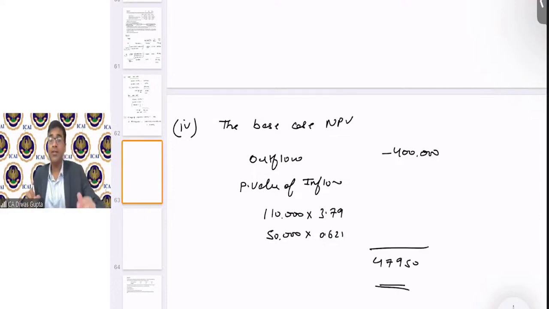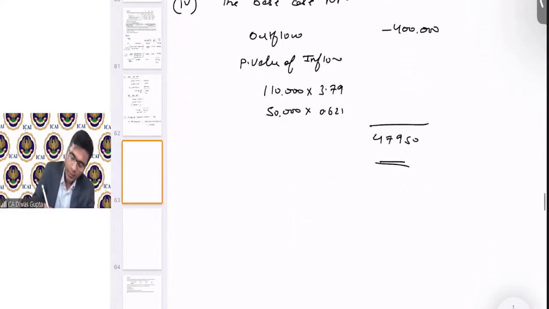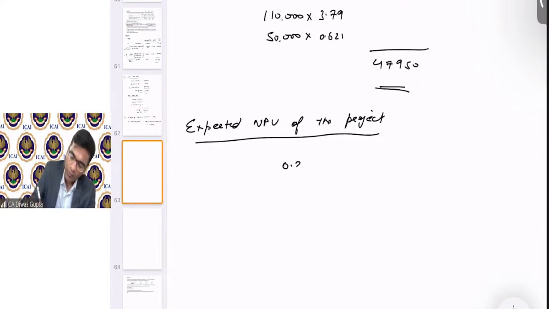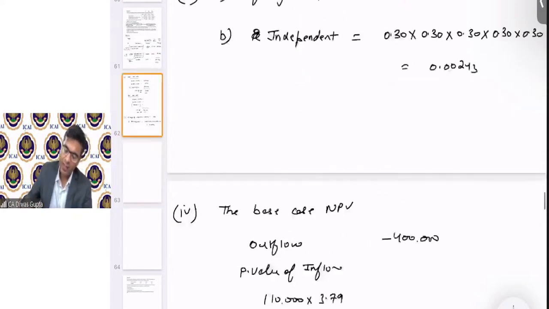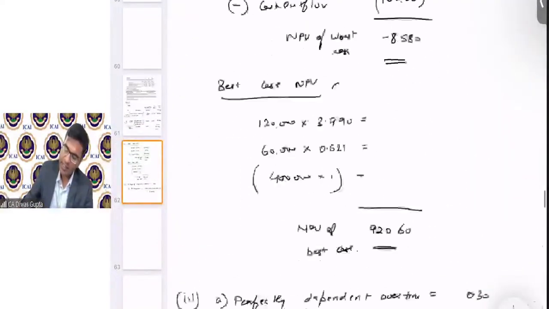Now students, if you see the question has specified that assume that there are only three possibilities, how will you arrive at the standard deviation? Correct. So for that, we have to first calculate the expected NPV of the entire project. So for expected NPV of the project, 30%, 50%, and 20% chance, right? There are three chances. What are the different NPVs? 50% we just now calculated, 47,950. 30% is the worst case, which is minus 8,580.